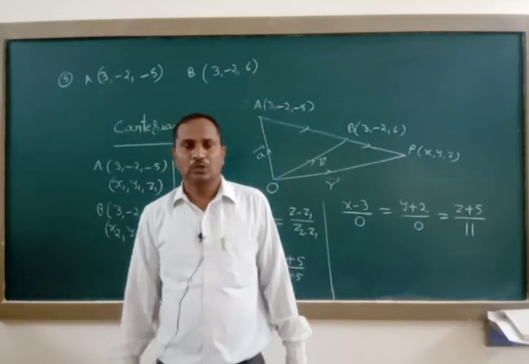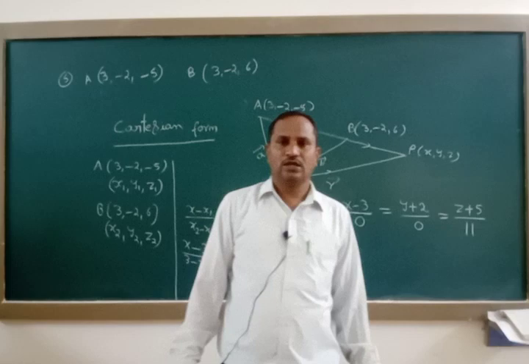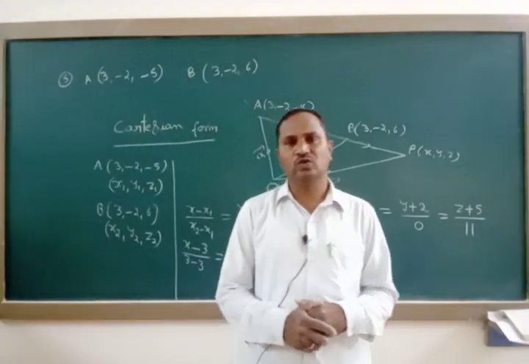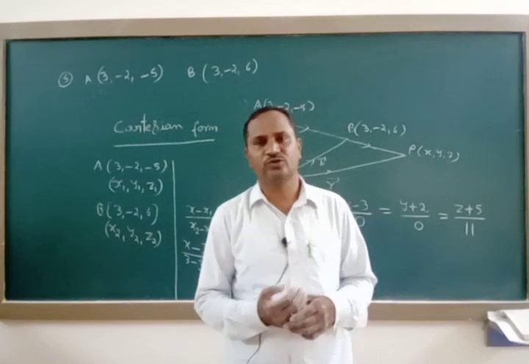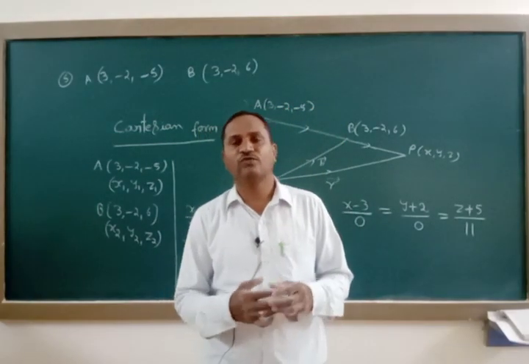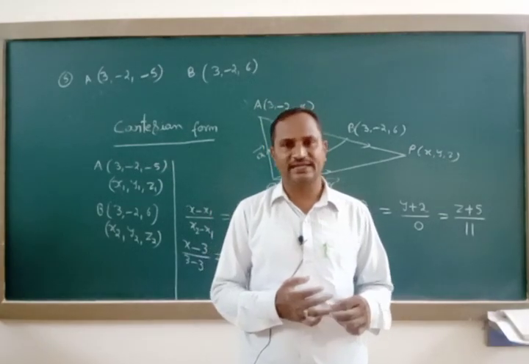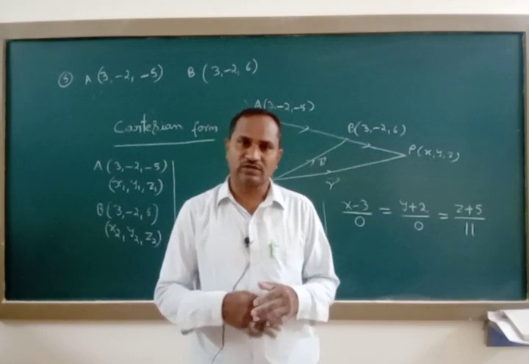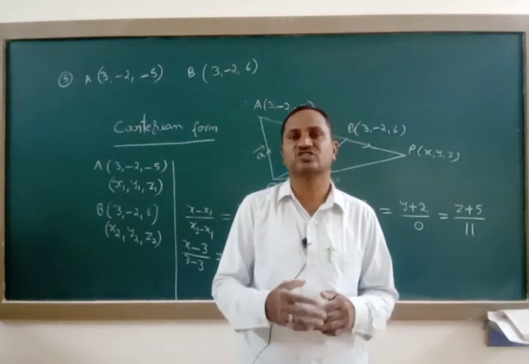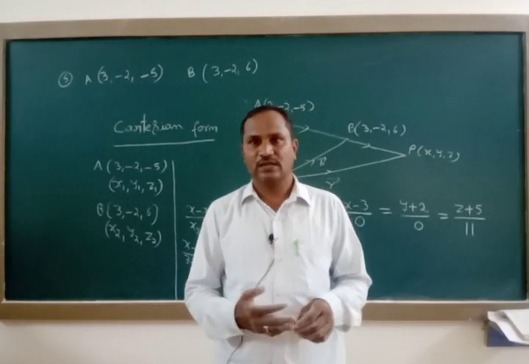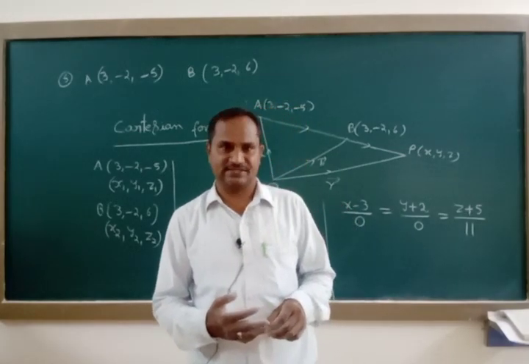In the next class, we will solve the shortest distance between skew lines. What are skew lines? How to find the cosine of the angle between two lines, and at the same time, how to find the distance between 2 parallel lines. Next class we will discuss all these 3: the shortest distance, that is the distance between the skew lines, the cosine of the angle between the 2 lines, and the distance between the 2 parallel lines.